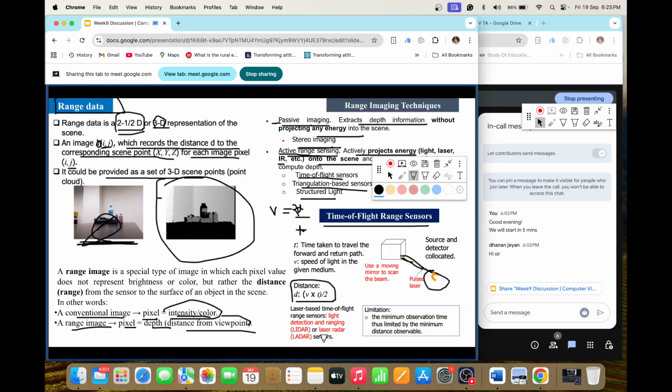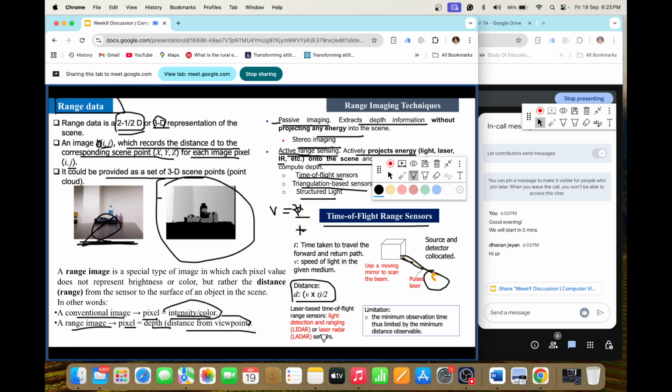So basically, in the first three slides, what we have studied is what range data or a range image is, and how it is different from a conventional image. Again, I am repeating in short. In a conventional image, the pixel gives us only intensity or color values. But in a range image, the pixel does not give the color value, but rather the depth value or distance from the viewpoint.